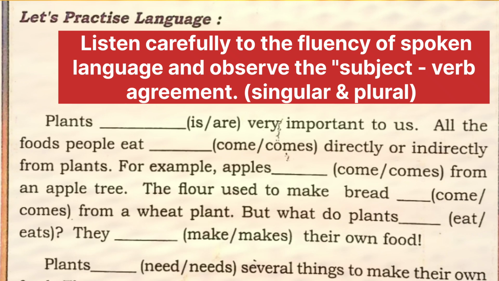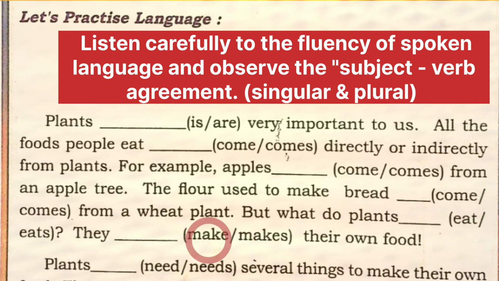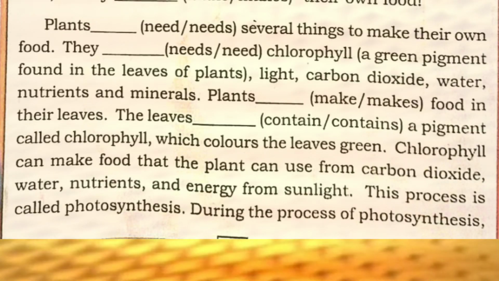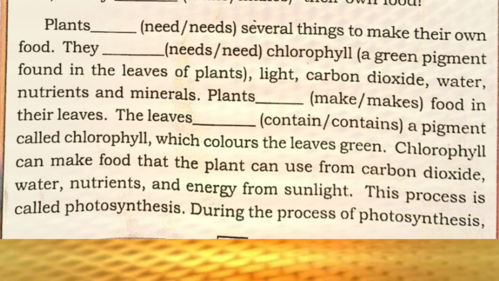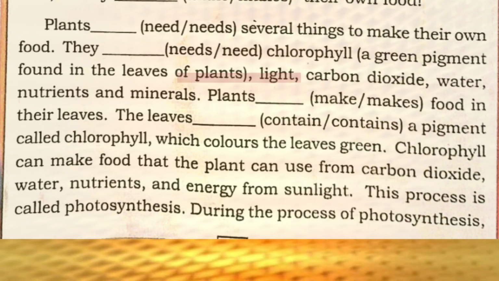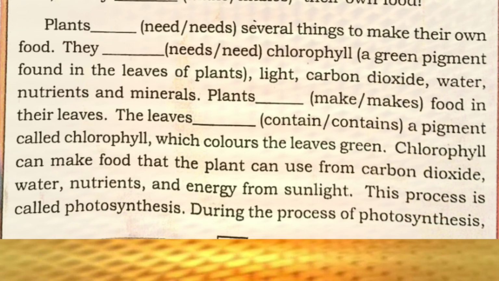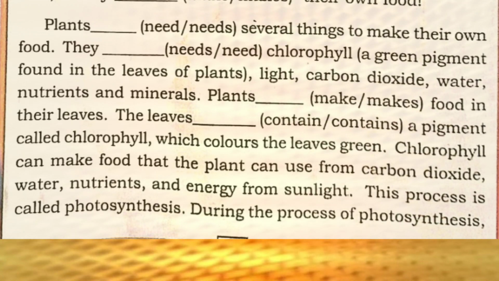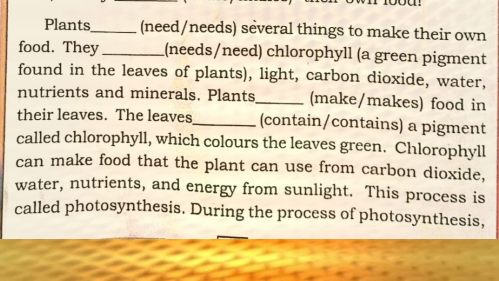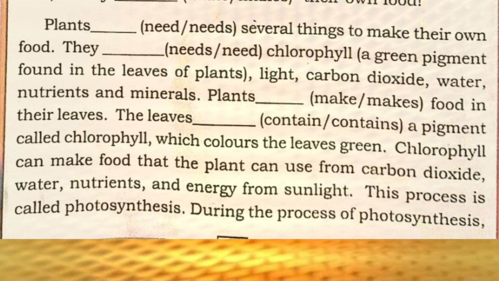But what do plants eat? They make their own food. Plants need several things to make their own food. They need chlorophyll, a green pigment found in the leaves of plants, light, carbon dioxide, water, nutrients, and minerals.